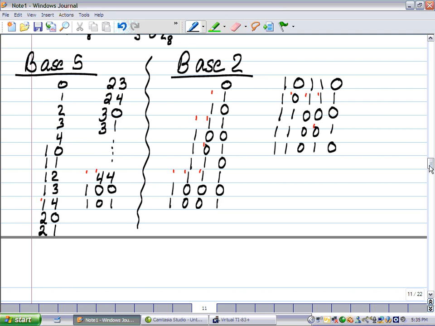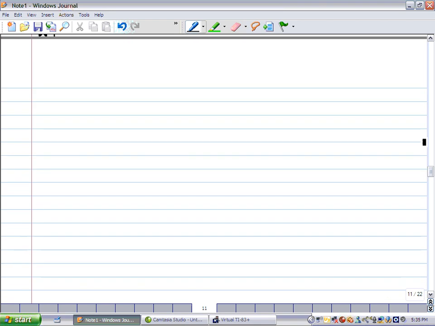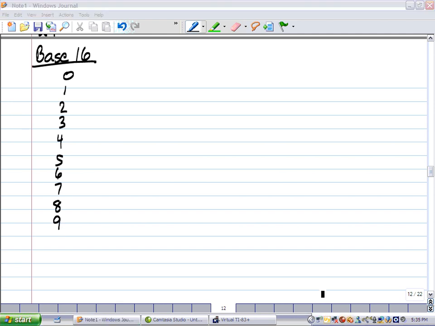Now what if I have a base larger than 10? What if I have base 16? There should be 16 symbols. 0, 1, 2, 3, 4, 5, 6, 7, 8, 9, but look, that's only 10 symbols. So if we actually did have 16 fingers, who knows what other symbols we might have? We can't really imagine because that didn't happen.